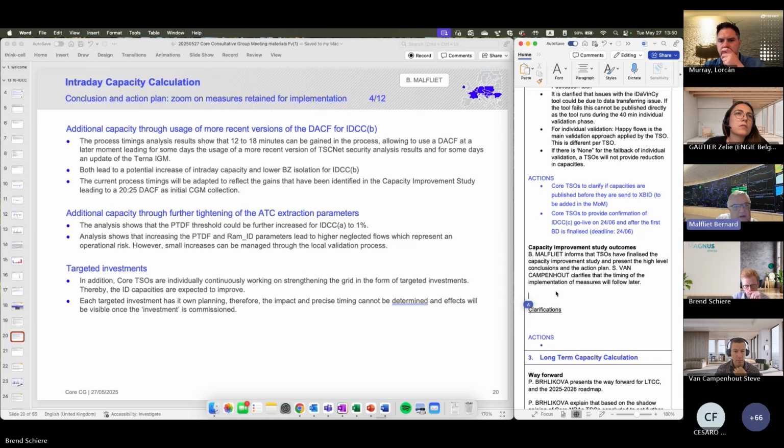You will see indeed that the more recent versions of the ACF, 12 to 18 minutes, use some more recent version of the TSCnet security analysis, not every day, but on many days, which results in more capacities in the TSCnet region. For some days, it also contains an update of the Italian IGM, which helps on the western side in terms of capacities. And both lead to an increase of intraday capacity, but mostly to a lower bidding zone isolation in IDCCB.